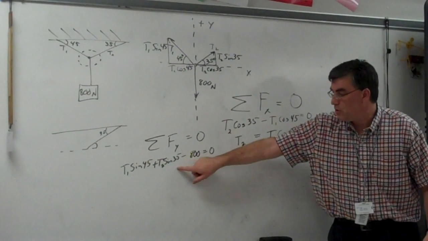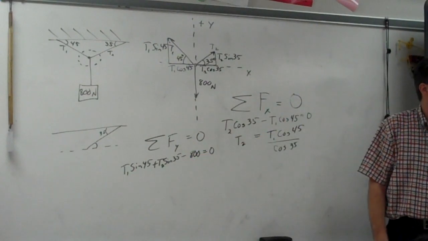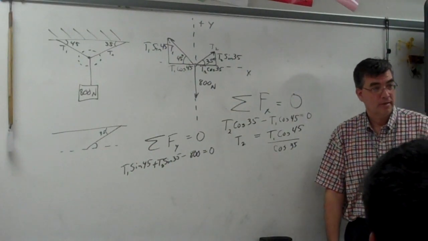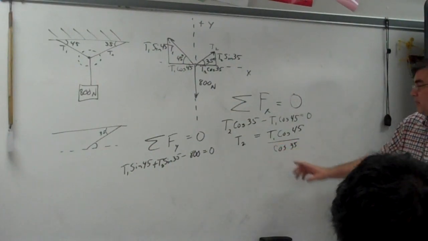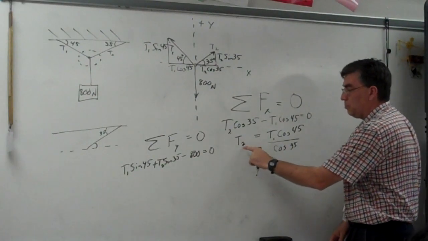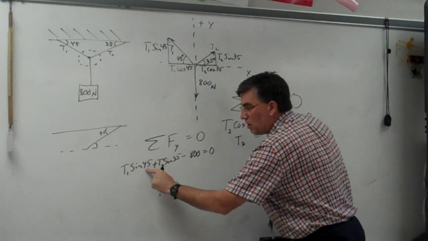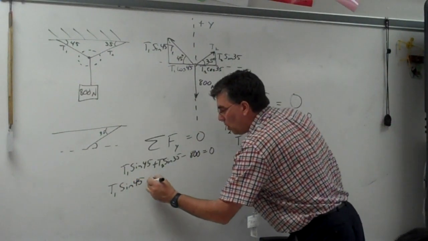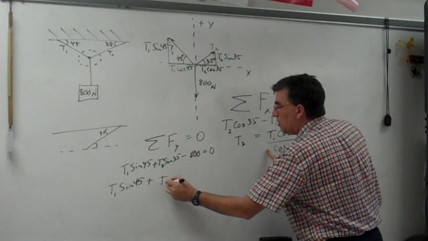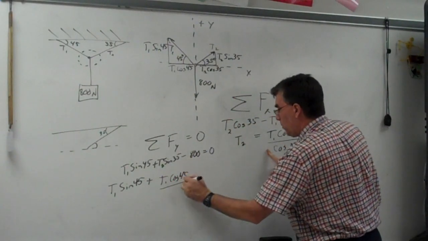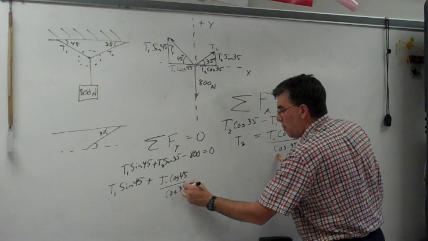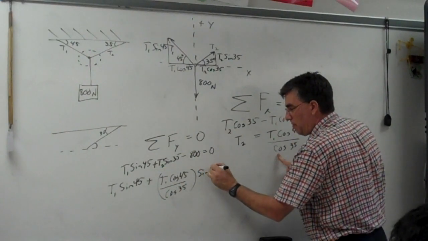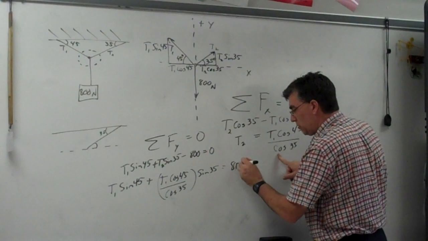Okay, I have one equation and two unknowns, but now I can solve by substitution, can't I? Yeah. I can set up a matrix, but let's go ahead and solve by substitution. So let's take this value for T2 and plug it in over here. So, now, T1 times the sine of 45 plus T1 times the cosine of 45 over cosine of 35 times, that's T2, times the sine of 35. And I'm going to go ahead and bring the 800 over to the other side.